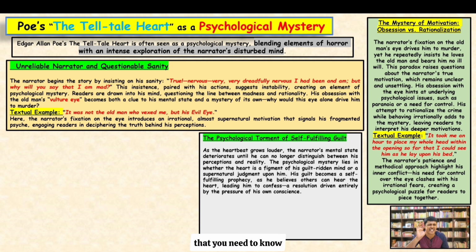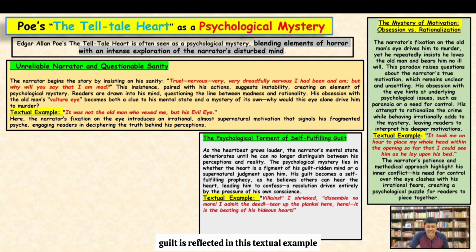These are the factors that you need to know, and then all's done. The psychological torment of self-fulfilling guilt is reflected in this textual example: "Villains! I shriek, dissemble no more. I admit the deed. Here, up the planks. Here, it is the beating of his hideous heart." The psychological torment of self-fulfilling guilt suggests that he is tormenting within.